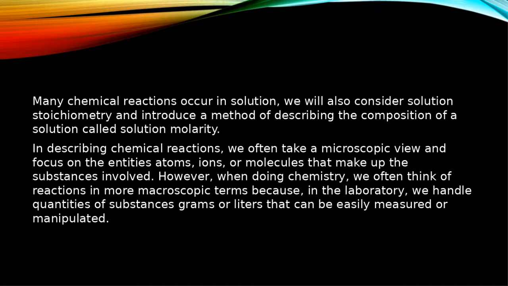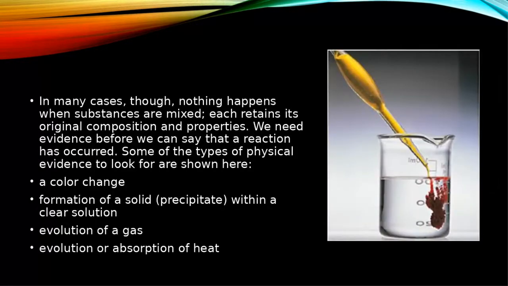Okay, I understand. When doing chemistry, we often think of reactions in more macroscopic terms, because in the laboratory we handle quantities of substances, grams or liters or milliliters or milligrams, that can be easily measured or manipulated. Yes, we are seeing the picture here on the right, a chemical reaction. A chemical reaction is the process where one set of substances, called reactants, is converted to new substances, which we call the products. In other words, a chemical change occurs.